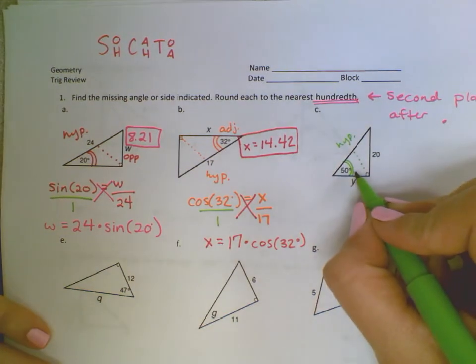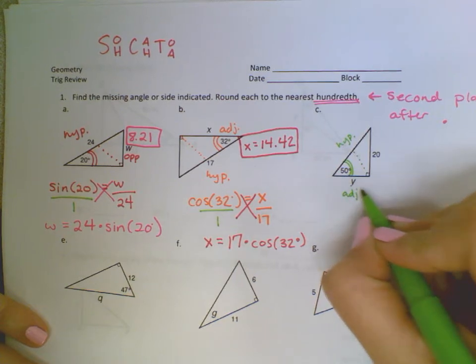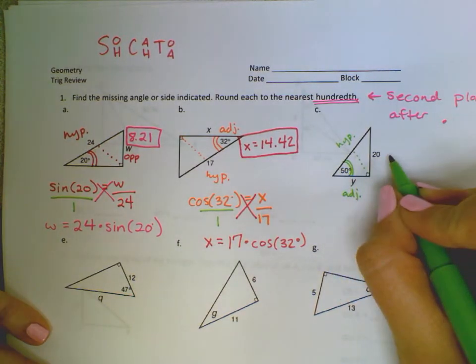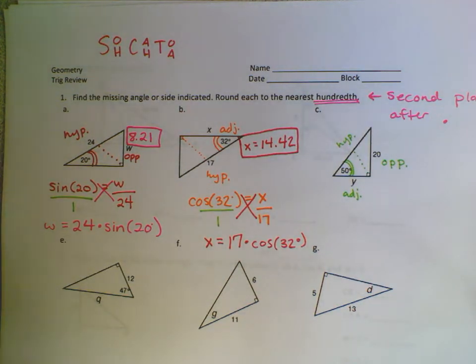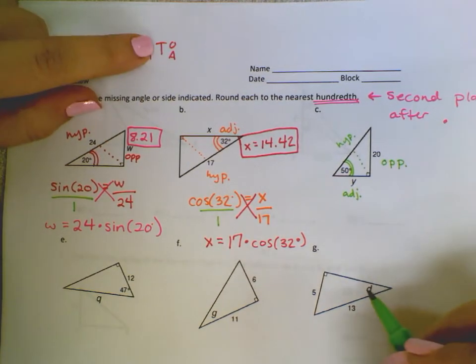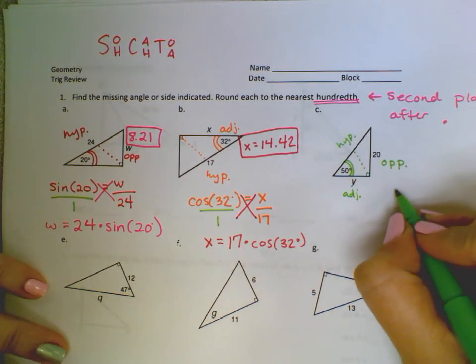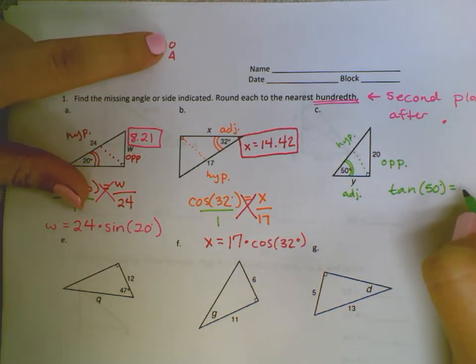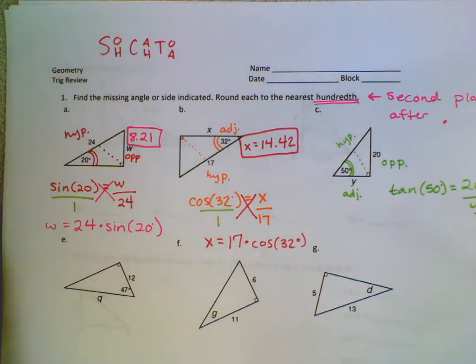So in terms of this 50 degrees, right beside it will be our adjacent side. Adjacent means beside, touching. And then if we're dealing with this 50 degrees and we go across, that makes it opposite. All right, so now that I have everything labeled, I know I'll be using tangent, again, because it's the only one that doesn't use hypotenuse. We had nothing written for our hypotenuse. So I know that tangent of 50 degrees equals opposite over adjacent. So opposite is 20, adjacent is our variable y.